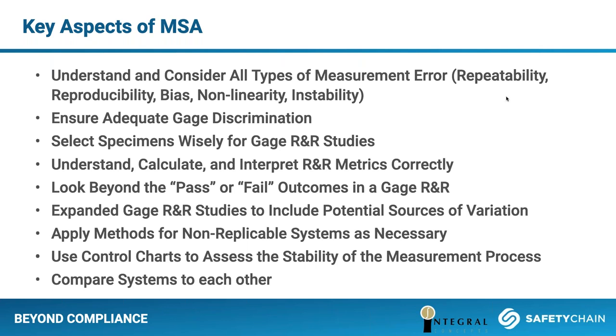And so there's something called an expanded gauge R&R that allows us to consider multiple different sources of variation, to do a better job of really understanding that measurement system. Another issue is that we often see the same type of measurement system in a QA lab that is also out in production. We'll have the production measurement system and the QA lab measurement system, and sometimes they don't correlate with each other, which is really a problem.